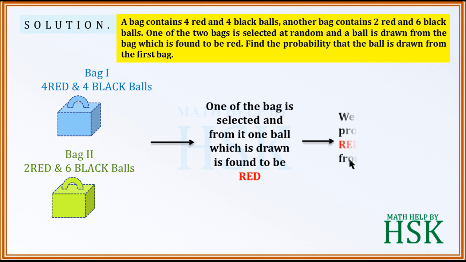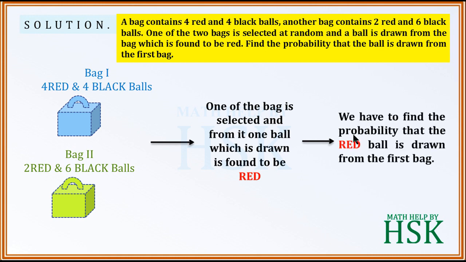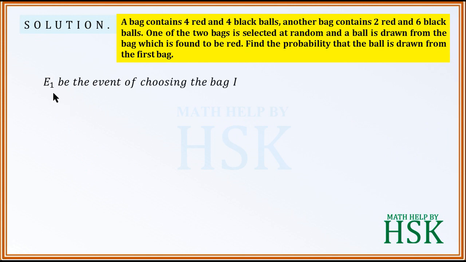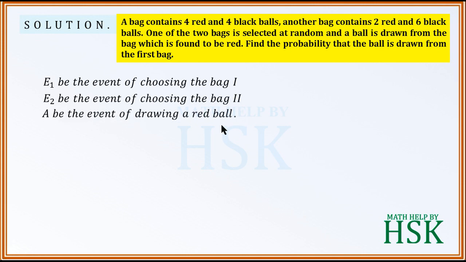Now what we have to find? We have to find the probability that the red ball is drawn from the first bag. In other words, this also means that the ball is drawn from the first bag given that the red ball was drawn. Now to solve further, we assume that E1 be the event of choosing the bag 1, E2 be the event of choosing the bag 2, and A be the event of drawing a red ball.